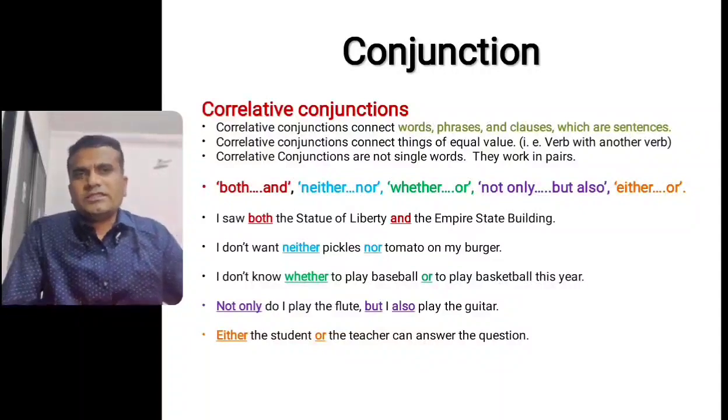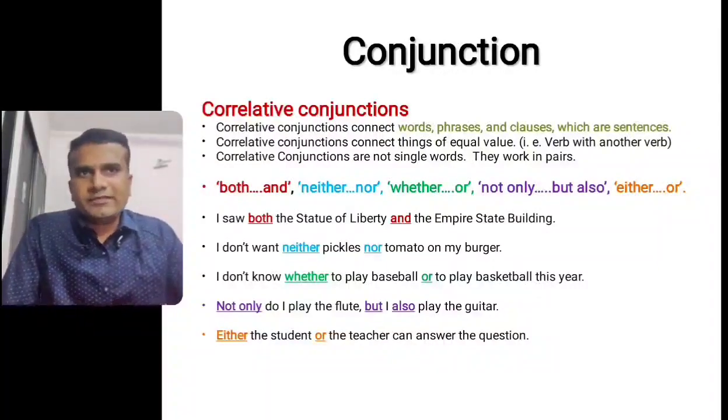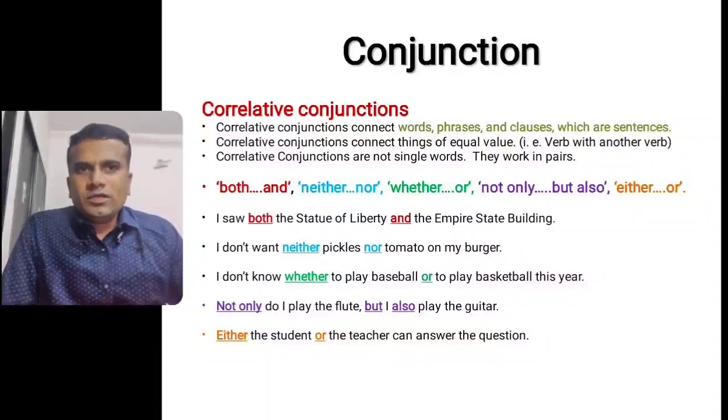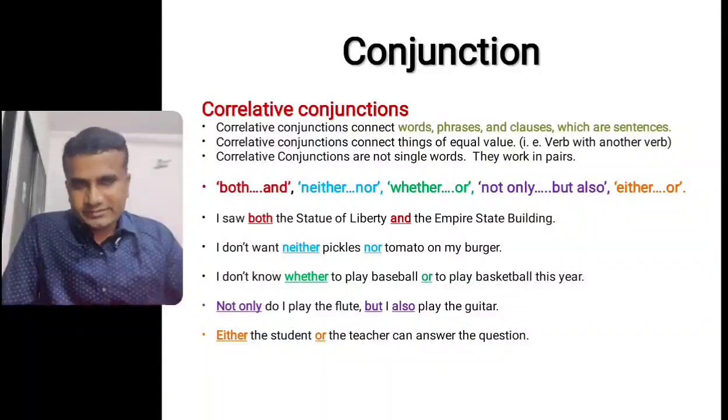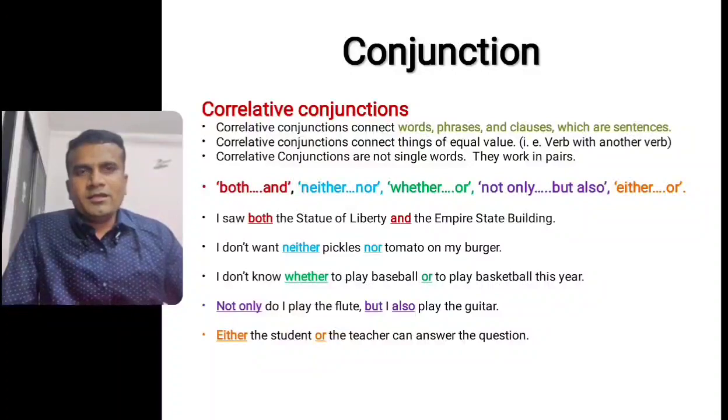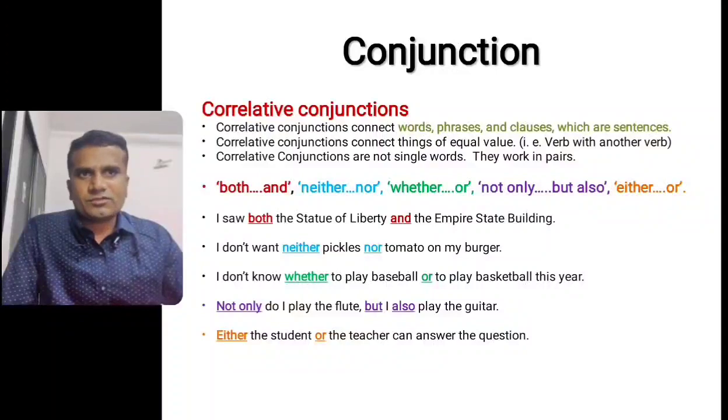Now we will talk about the final type of conjunction, that is correlative conjunctions. See, correlative conjunctions connect words, phrases and clauses. Correlative conjunctions connect things of equal value, for example a verb with another verb. Correlative conjunctions are not single words, they work in pairs. When we see correlative conjunctions, you will find that they are actually in pairs. Correlative conjunctions are both...and, neither...nor, whether...or, not only...but also, either...or.